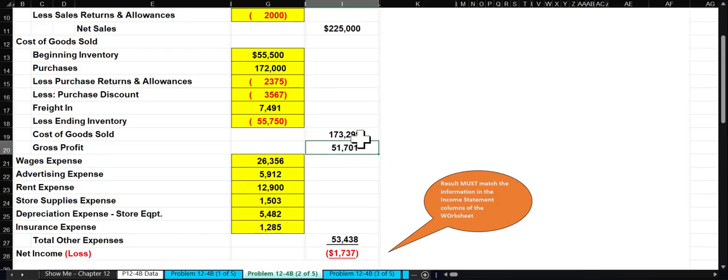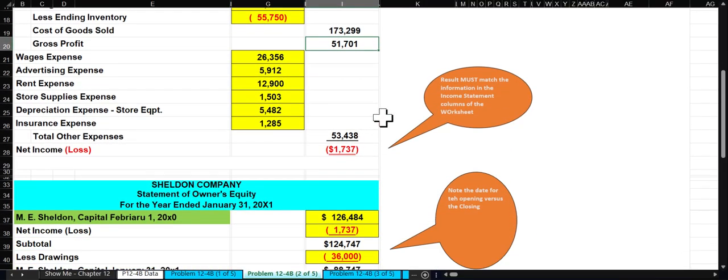This is the profit that should be sufficient to pay for all of the operating expenses. So we take all the expenses, the wages, the advertising, and so on, we add them and we subtract from the gross profit. So the total of these is 53,439. So we have a loss.